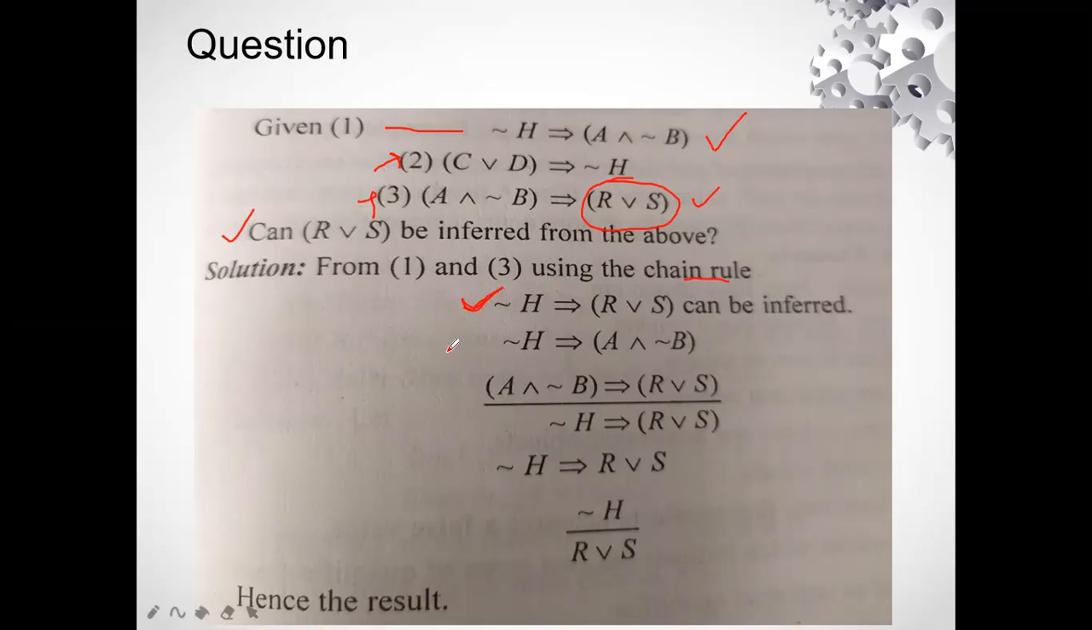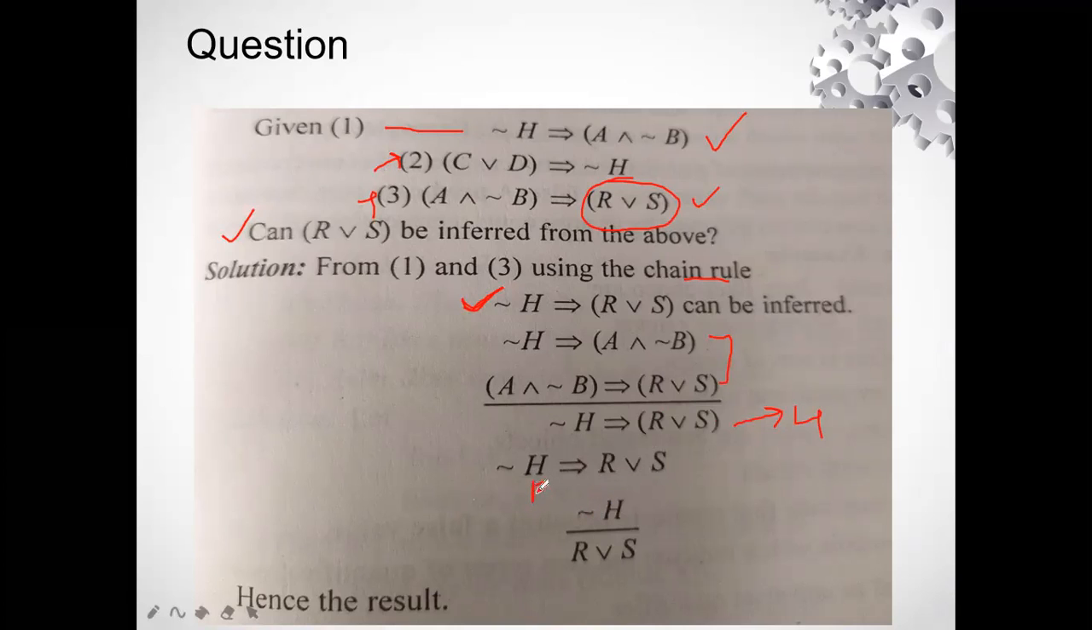Now we are using the modus ponens rule. We have taken two equations, applied the chain rule, and achieved this. Now we are using modus ponens with two equations. This is the fourth equation we have got, and with this equation we are using negation H. So negation H implies R disjunction S, when it is done with negation H.